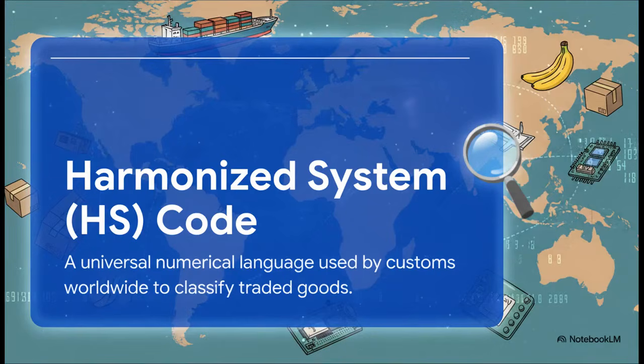Well, the answer is all about something called the Harmonized System, or HS code. Think of it like a universal language for all traded goods. But here's the thing, like with any language, just knowing the vocabulary doesn't make you fluent, right? You need to know the grammar, the rules that hold it all together. And mastering those rules, that's exactly what we're going to do right now.